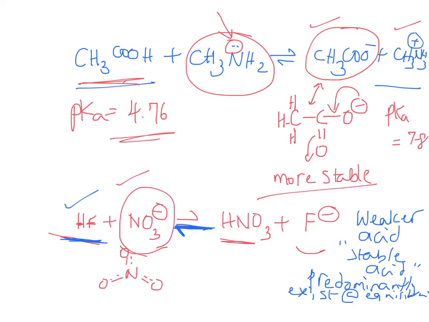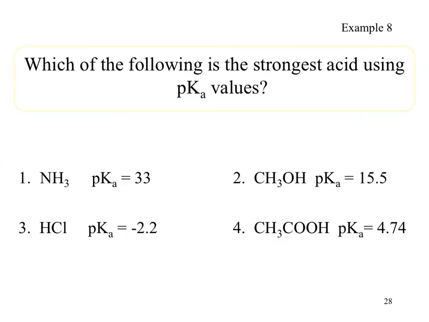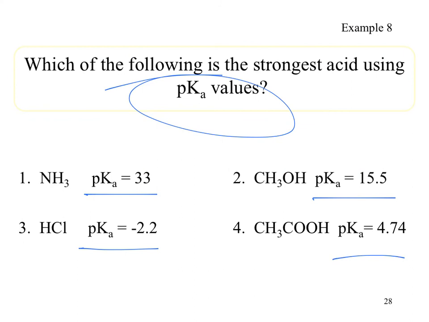Okay, let's go forward. The question right now is, which of the following is the strongest acid? You are given some pKa values: 33, negative 2.2, 15, and 4.74. You know, the lower the pKa, the stronger the acidic behavior. So HCl is your appropriate answer. Hopefully you were able to get that.